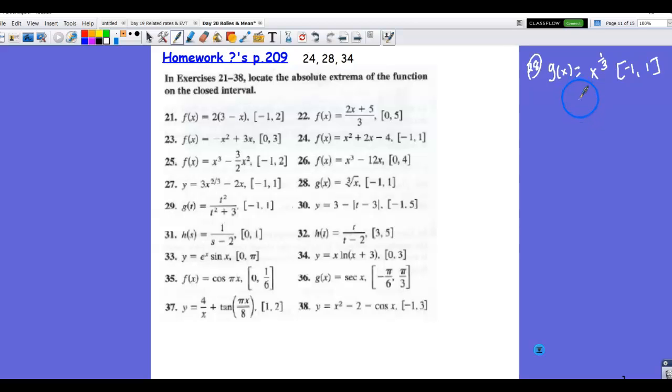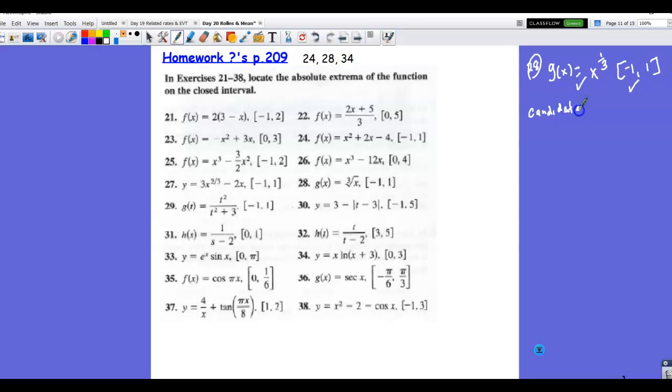Again, I have to think about the conditions of the extreme value theorem. I know that the cube root of x is a continuous function everywhere. Therefore, it is a continuous function on the closed interval from -1 to 1. So therefore, I can apply the extreme value theorem. I will find an absolute max and I will find an absolute min. I'm going to identify my candidates.